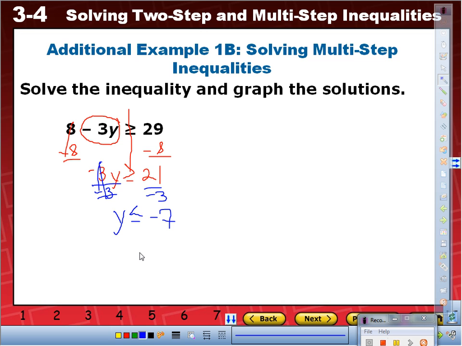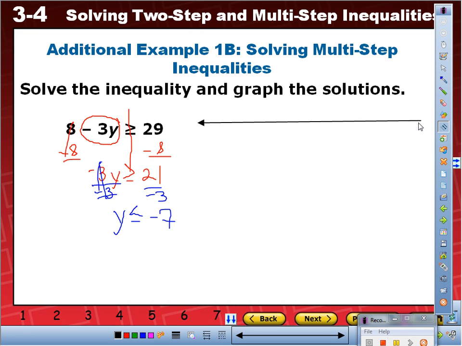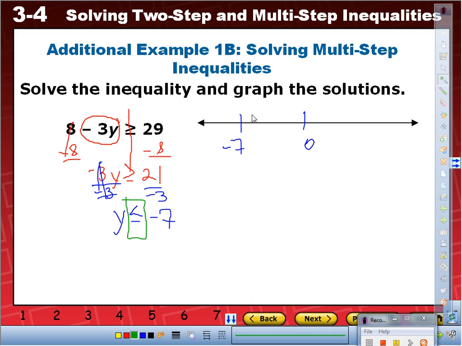Very good. I just heard rah, rah, rah, rah, because we divided by a negative. Okay, let's graph this. Get your graph, your number line going. There it is. 0, negative 7. Does it include the point? Let's see. Yes, it has an equal sign, so it's a solid point.